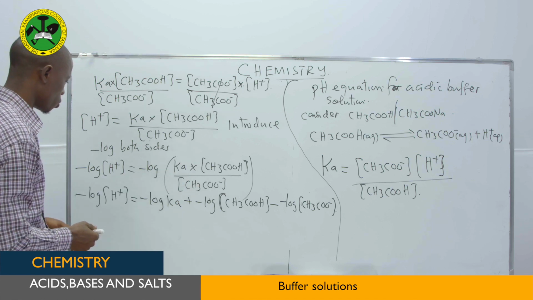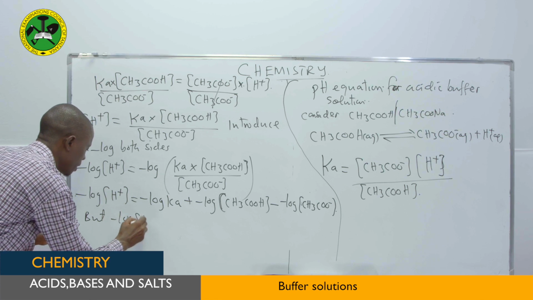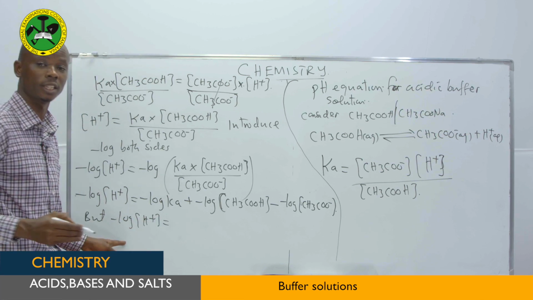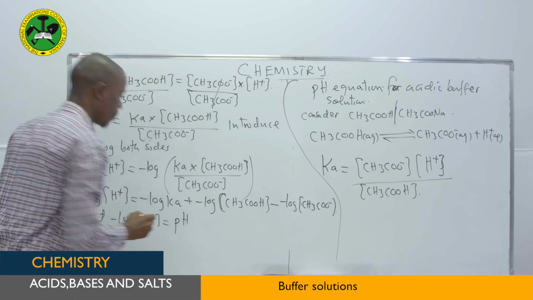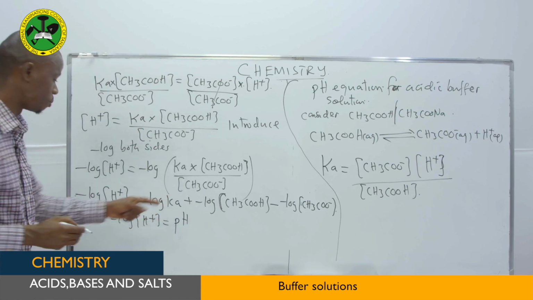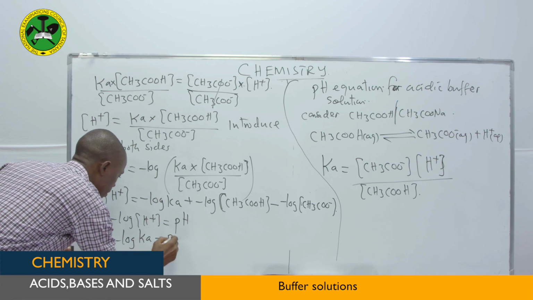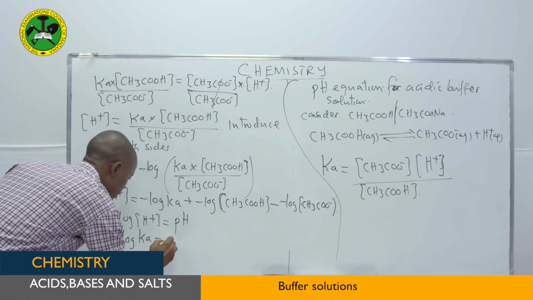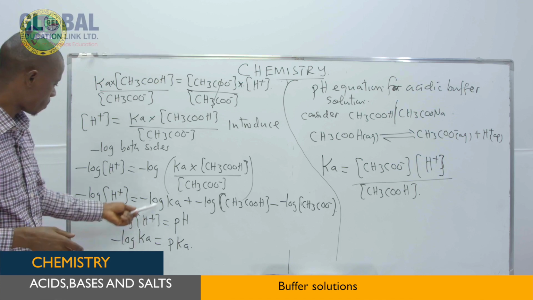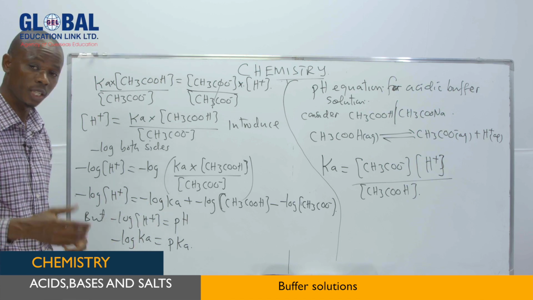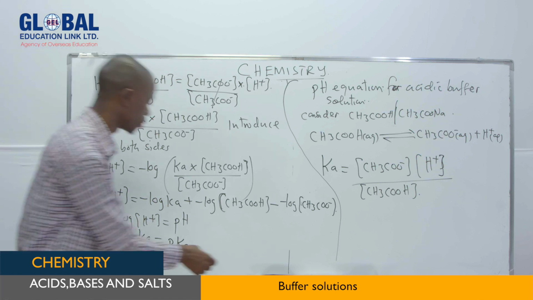So here, the negative logarithm of hydrogen ion concentration, I hope you understand, is all about pH. And the negative logarithm of Ka is pKa, because this number Ka is very small. So in order to deal with larger numbers, we use pKa. So we can substitute these values into the equation there.